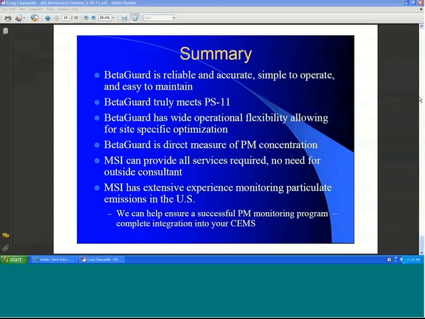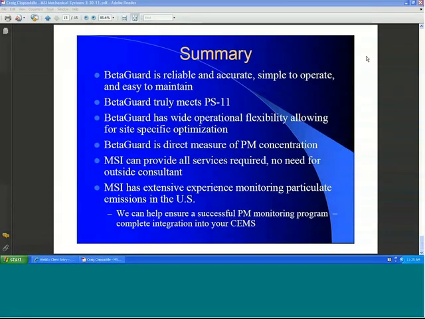So to sum up our presentation, the BetaGuard is reliable, accurate, simple to operate, and easy to maintain. The BetaGuard truly meets all the requirements of PS11. The BetaGuard has wide operational flexibility, which allows us to optimize the setup for site-specific installations. That's pretty important. We do that at every facility, trying to optimize the sample volume and reduce the sample time as much as possible so that we get more samples per hour. The BetaGuard is a direct measure of particulate concentration, as we mentioned.